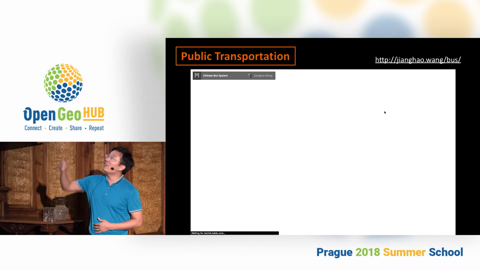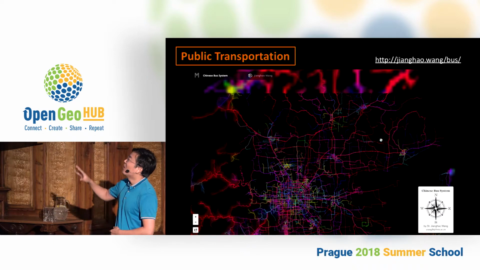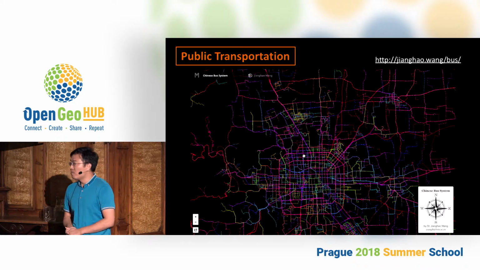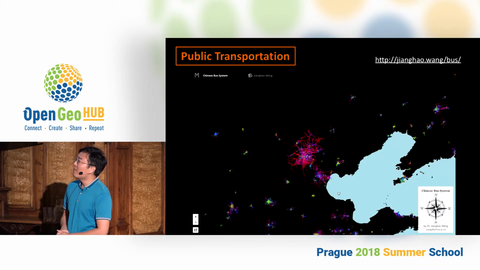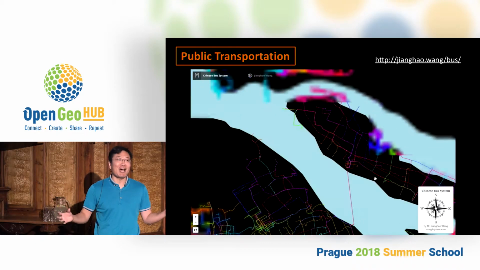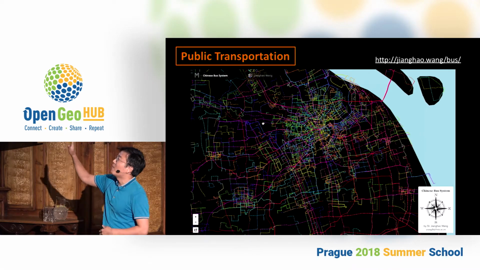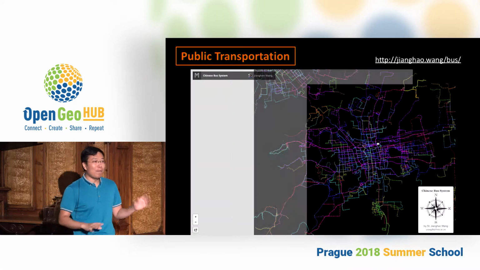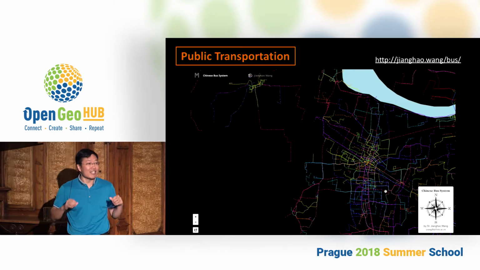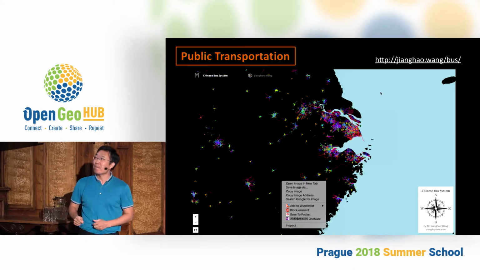First, I take public transportation as an example. This year, I collected more than 1 million public bus lines in China. We first want to map them to measure public transportation accessibility, because it is an indicator in the SDGs.